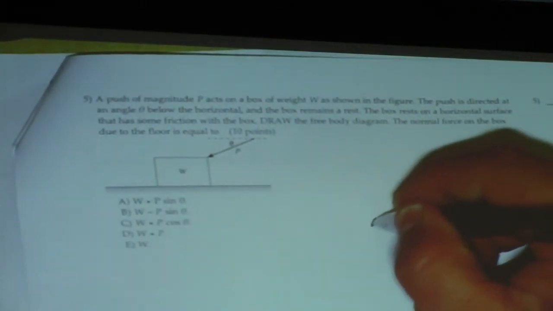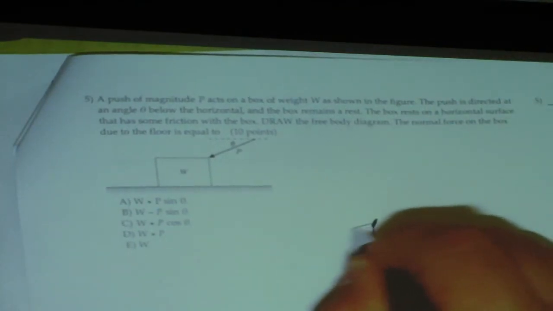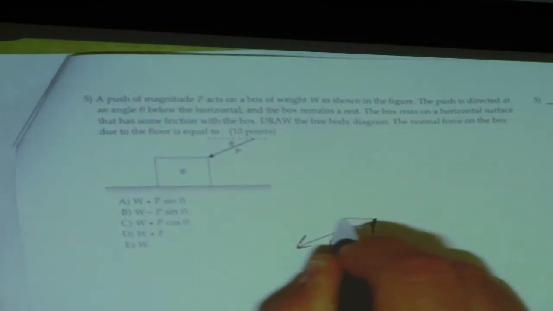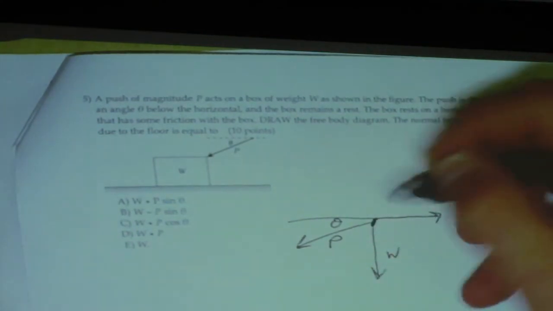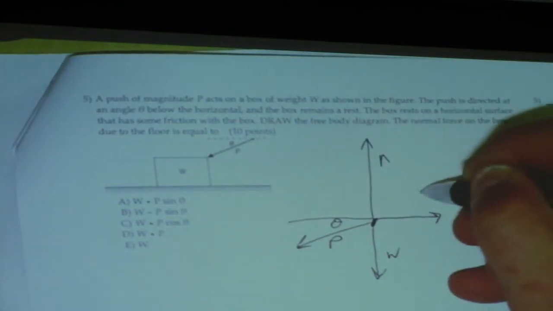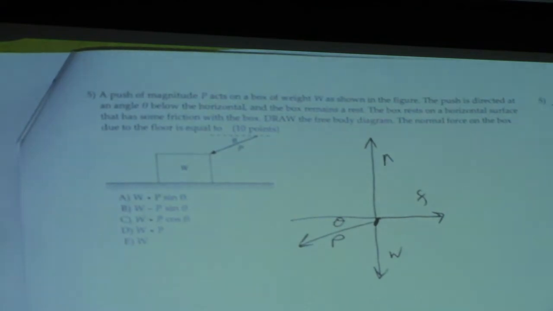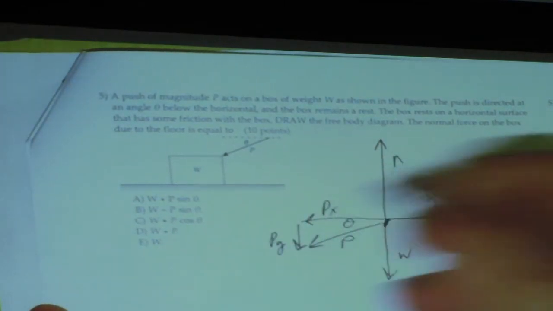So the free body diagram for this one, this was a lot like the practice test as well. So the free body diagram is weight, this force P at some kind of angle here, and the thing's not moving, so you know that there's got to be friction back this way, and then we also have the normal force this way. Okay, so the one on the practice test was how much is the frictional force? And I called this one PY and this one PX.